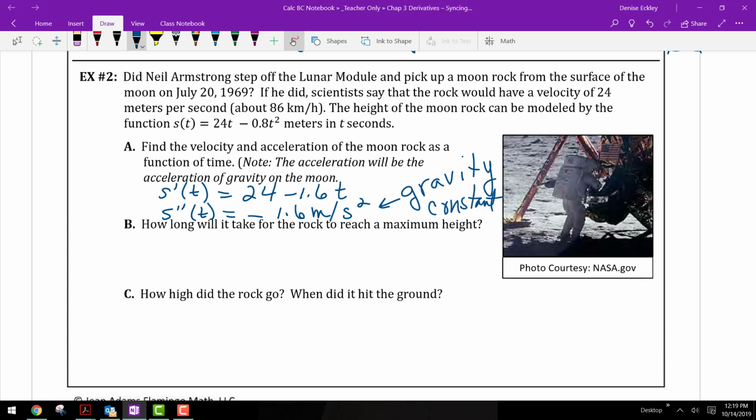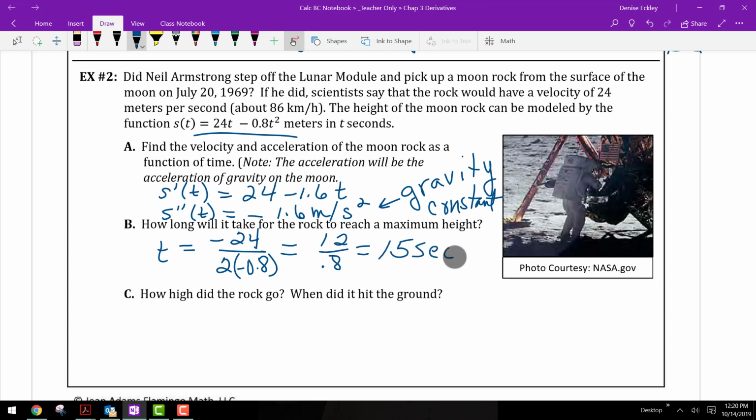Okay, how long will it take the rock to reach its maximum height? So we are going to take this equation, it's quadratic, and we're going to have to find the vertex. So we're going to use our negative b over 2a. So our t is going to be negative b, which will be negative 24, over 2 times our a, which is negative 0.8. And when you simplify that, I'll get 12 over 0.8. And when you divide that out, you get 15 seconds. So it takes 15 seconds to get to its full height.